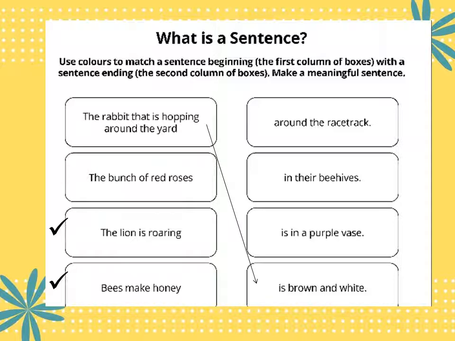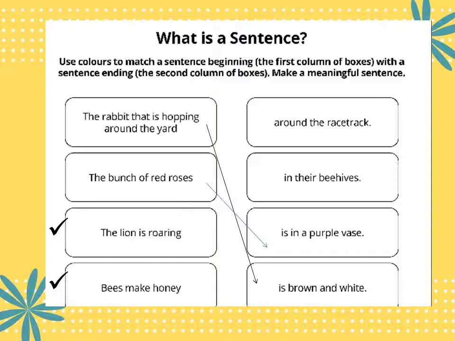The next one, the bunch of red roses, 1 2 3 4 5 words, but they are not complete, they are not a sentence, they are just a subject. The bunch of red roses is a subject. We need the verb, we need the predicate. What will it be? Yes, is in a purple face.